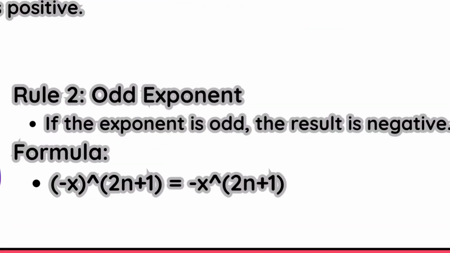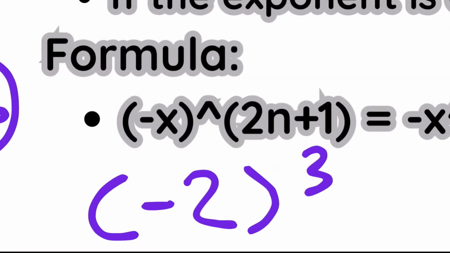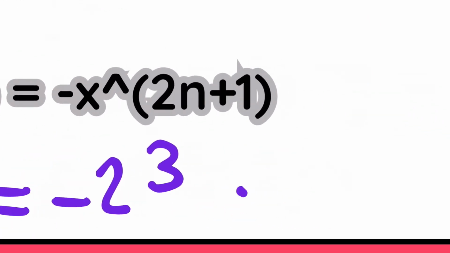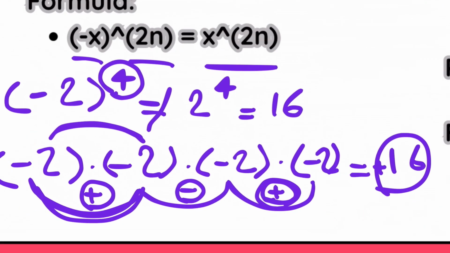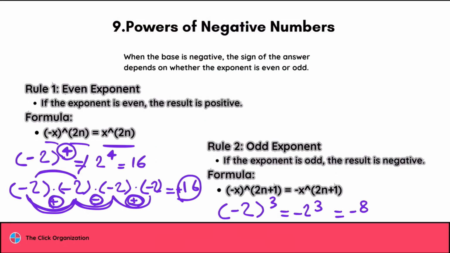And the second rule: if the exponent is odd, the result is negative, okay? So I have, for example, again, minus 2 to the power of 3. This will be minus 8. And you know why? Because at the beginning it turned positive, and on the third part, it turned into a negative symbol. So that's why if you have an even exponent, then the sign will be positive. But if you have an odd exponent, at that time the sign will be negative. Please keep this in mind.